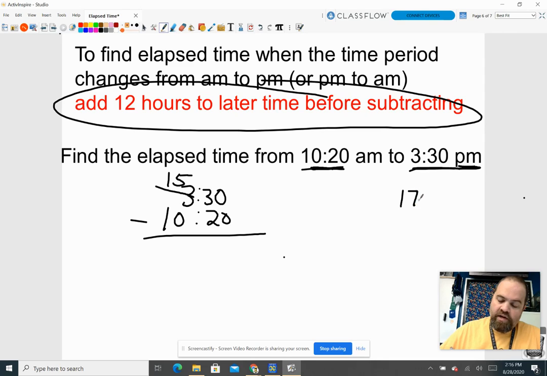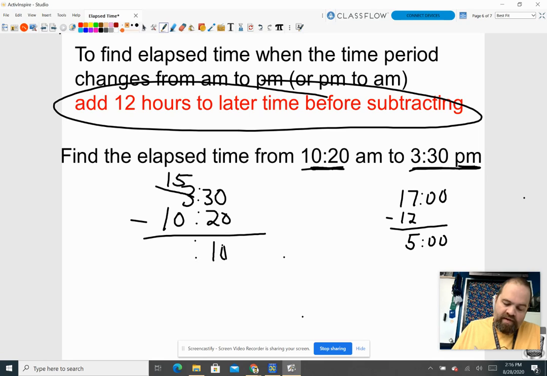It's kind of weird if you've never seen it before, but the idea is like if you were to look at military time, if they were to say 1,700 hours, that's actually 5 o'clock at night, and you can get back to that by subtracting 12. Okay? It's kind of weird, but the idea is for your afternoon hours, you can add 12, and then the arithmetic's a little bit easier. So what we have here in the minutes column, I've got 10 minutes, 30 minus 20, and in my hours column, 15 minus 10, 5 hours and 10 minutes.